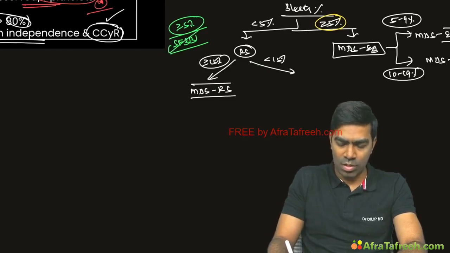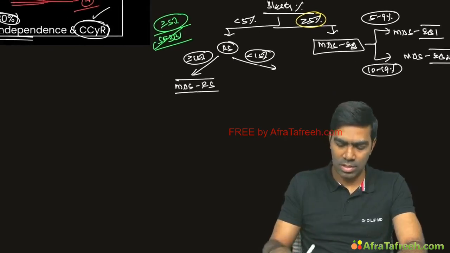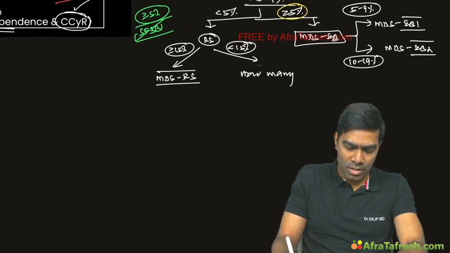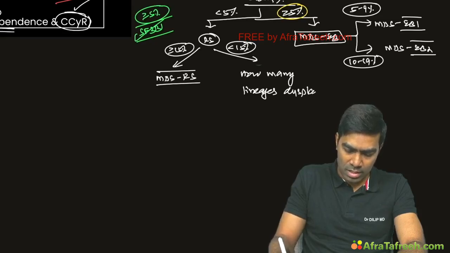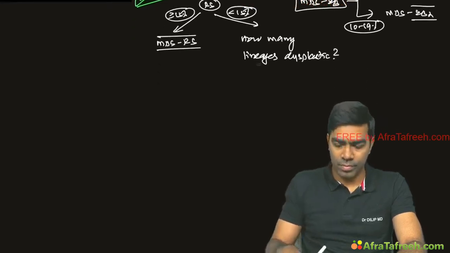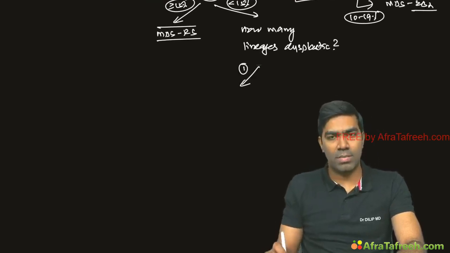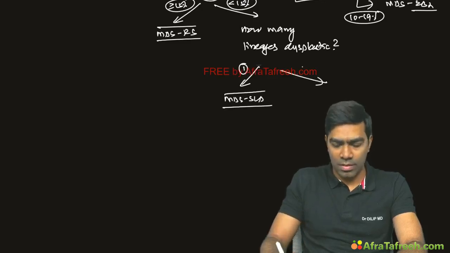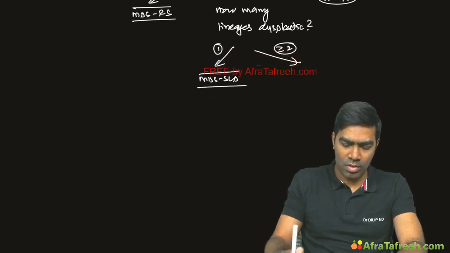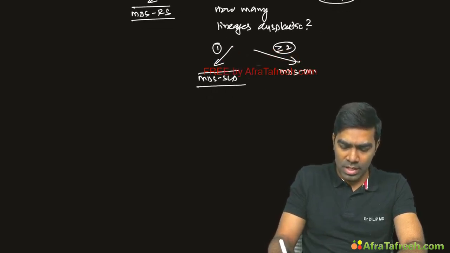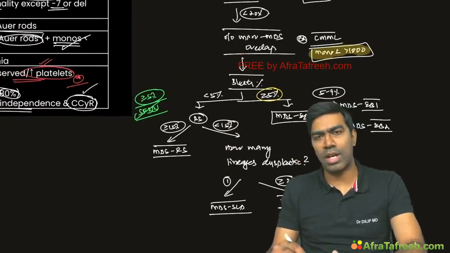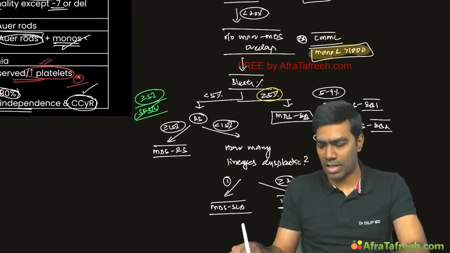If the proportion of ringed sideroblasts is less than 15%, then you have to see how many lineages are dysplastic. If only one lineage is dysplastic, you're going to call it MDS with single lineage dysplasia. If two or more lineages are dysplastic, you're going to call it MDS with multilineage dysplasia. On top of that, the only two things not included in the algorithm are the isolated 5q deletion and probably MDS of unclassified type.